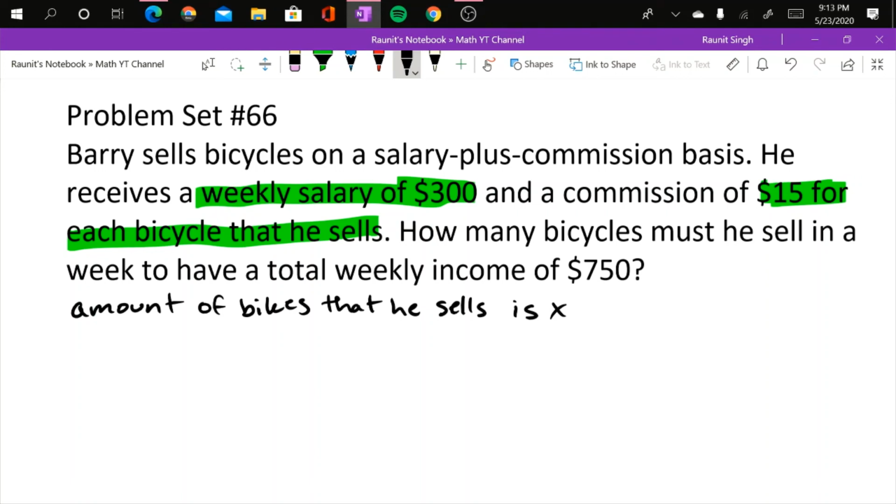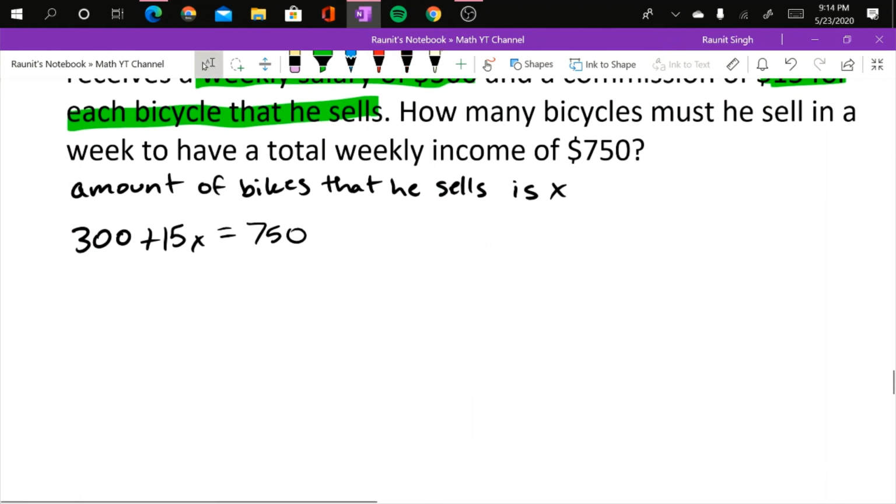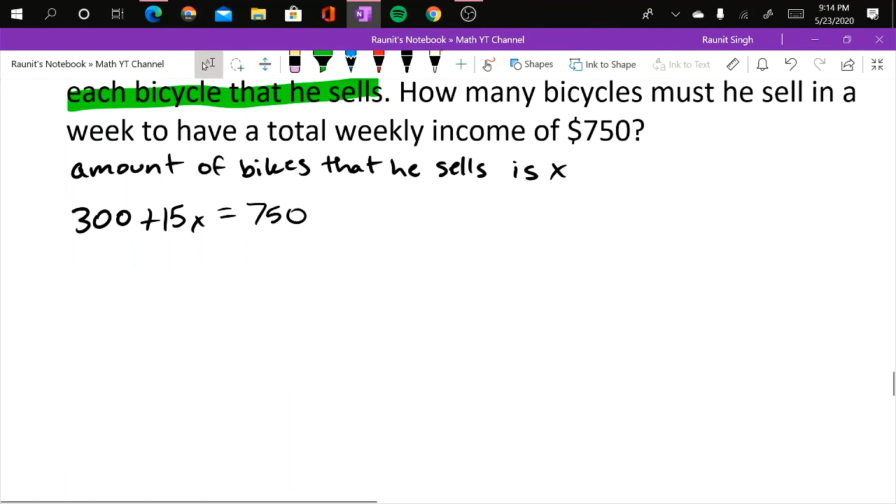So we have $300 for his weekly salary plus $15 for each bike he sells. So let's just do 300 plus 15x is equal to $750 because we want it to equal $750. So we want his total weekly income to be $750. So now let's simplify this equation.